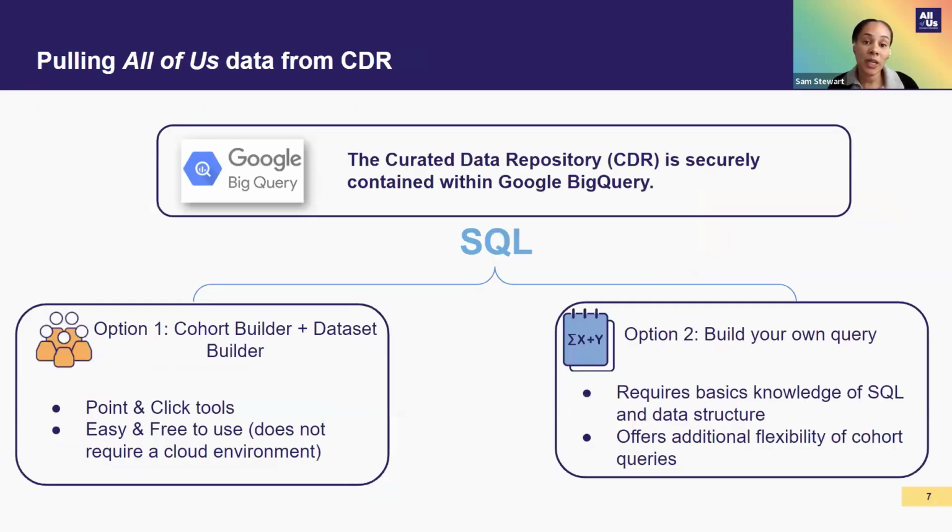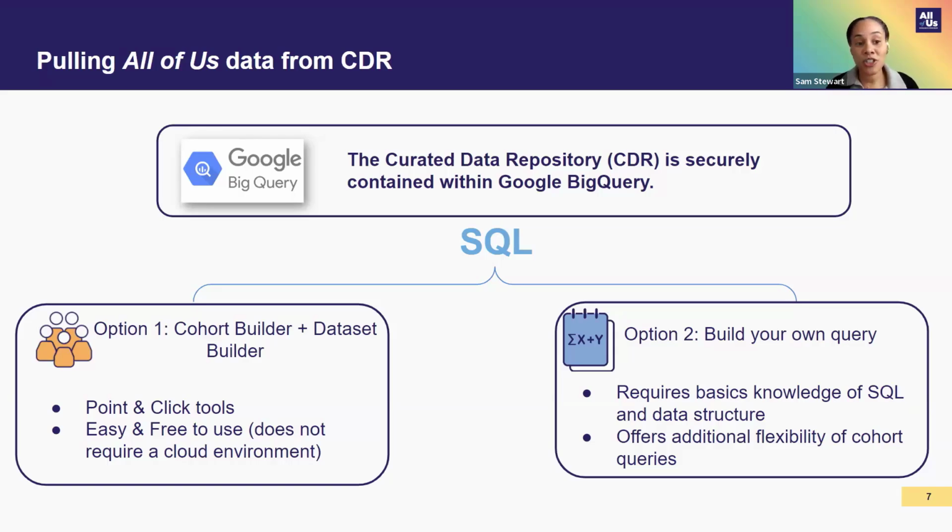In the Researcher Workbench, that is the language used to call in the dataset. There are two options for you to do that. You can use the point-and-click tools, which we'll get into today, or you can create your own custom query. I want to highlight a couple of advantages to using one option over the other. The Cohort Builder and the Dataset Builder are point-and-click tools. They're easy to use and have a really nice look and feel. You can add certain criteria, you can exclude certain things, and you can see it very easily in your workspace without having to spin up an environment initially.